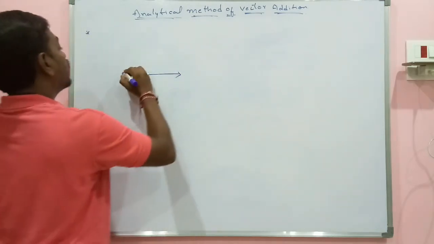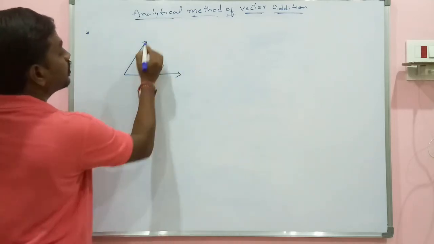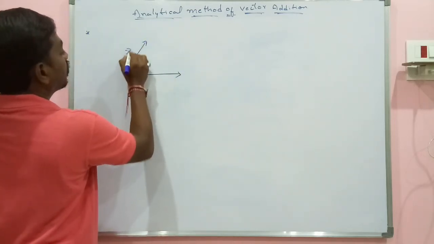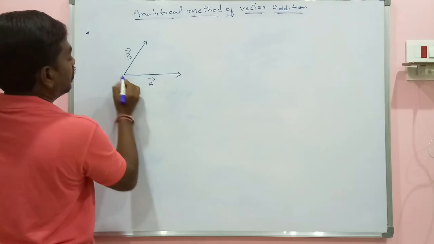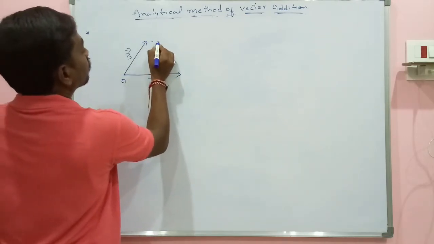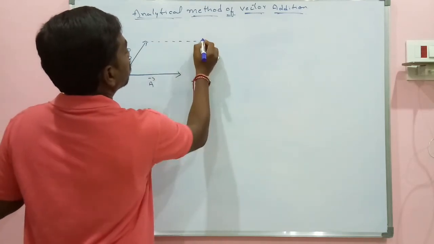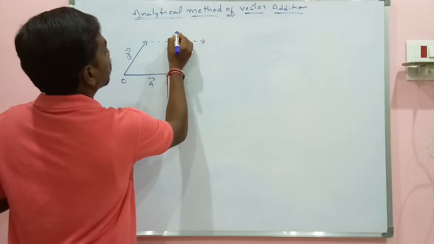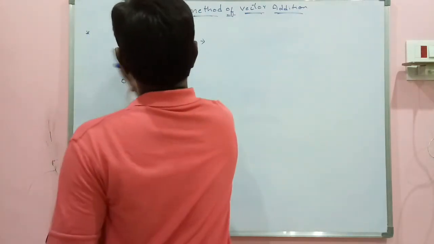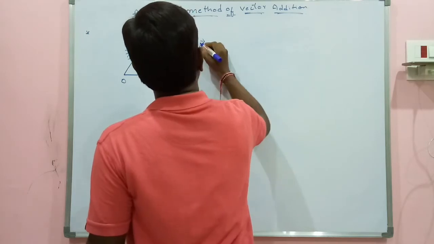This is vector A, this is vector B. Let the point of intersection be O. I am completing the parallelogram here. This also will become vector A, and if I bring this B here, this will become vector B.